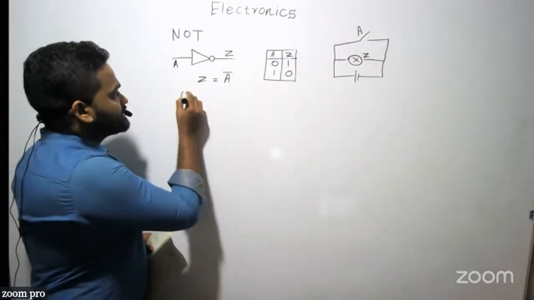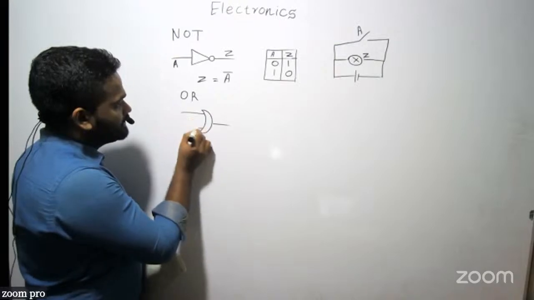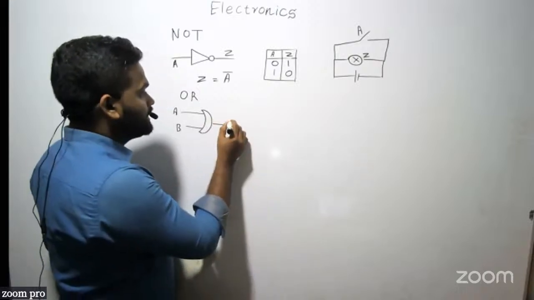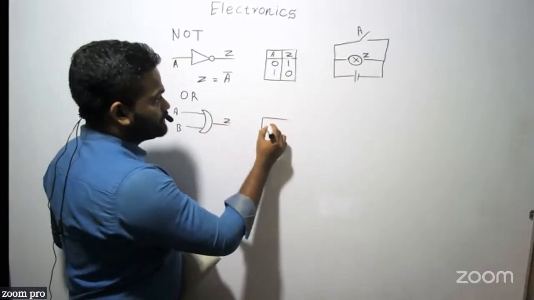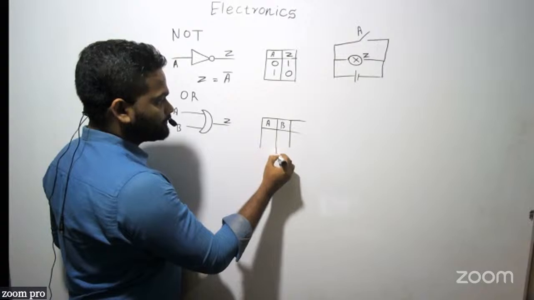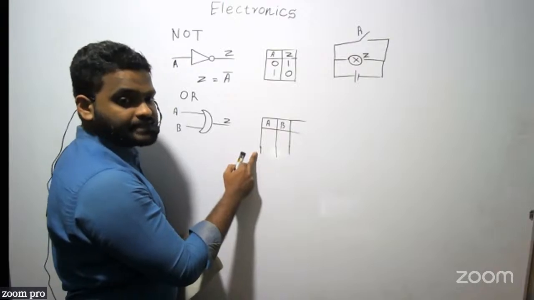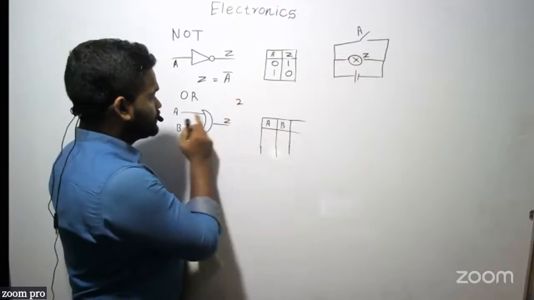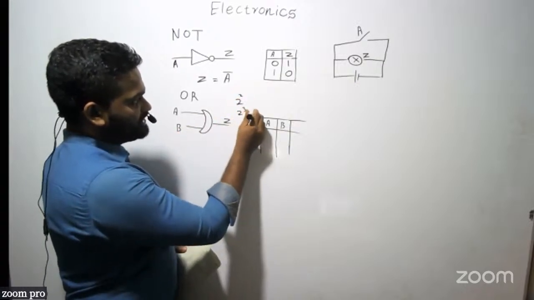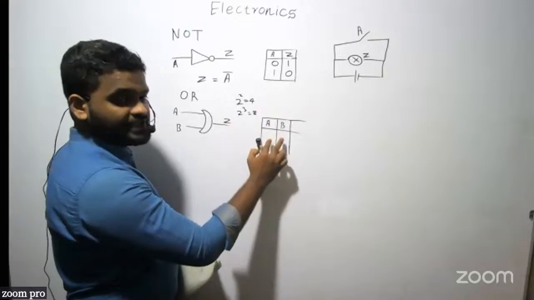Then let's consider the OR gate. The symbol of the OR gate is like this. For the OR gate, we have two inputs, then we get an output. In a truth table, we can write these two inputs. The number of variations of inputs is 4, because if it has 2 inputs, it is 2 to the power 2. If it has 3 inputs, 2 to the power 3, meaning 8. Here it is only 4.